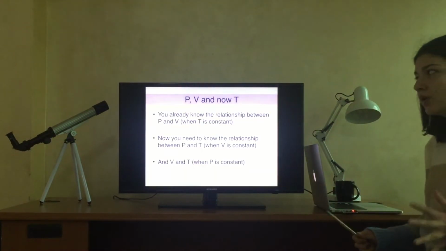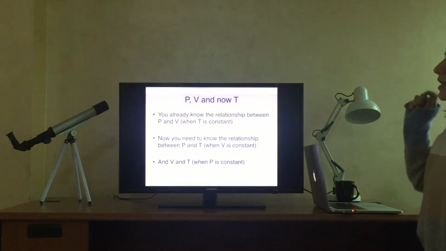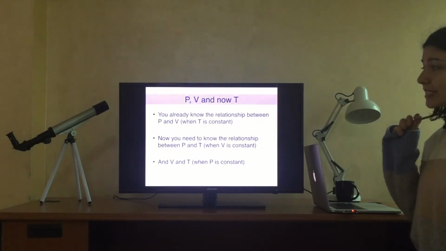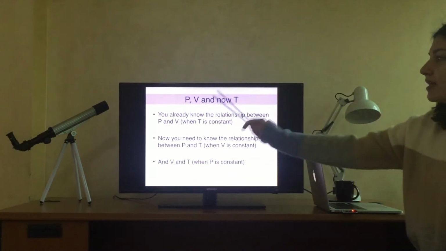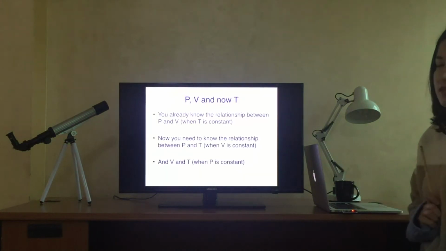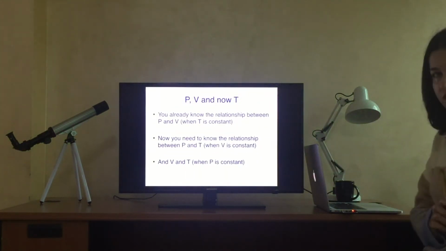Okay, so now let's go to gases and the thermal expansion of gases. So you already know the relationship between P and V when temperature is constant. Now you need to know the relationship between P and T when V is constant, and V and T when P is constant. So that's pressure and temperature when volume is constant, and volume and temperature when pressure is constant.